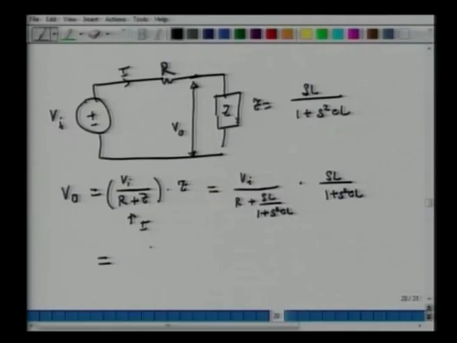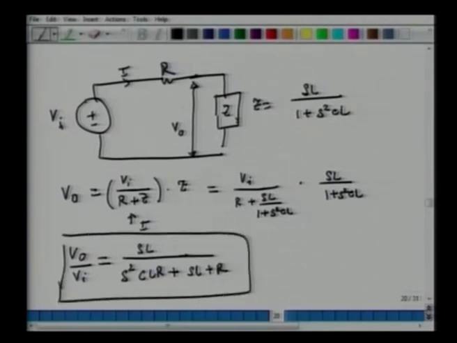If I do this entire math carefully, my final relation is V naught over Vi equals SL over S square CLR plus SL plus R. So now I can multiply this by Vi and take its real component, and I can figure out what my actual voltage is going to be.